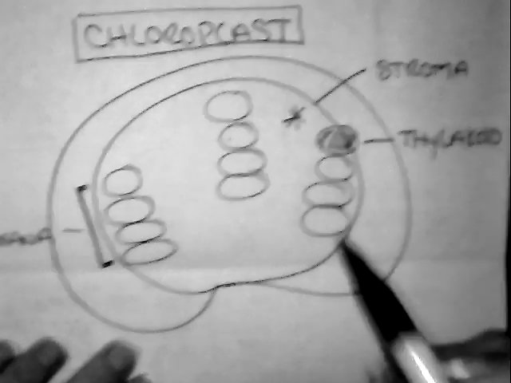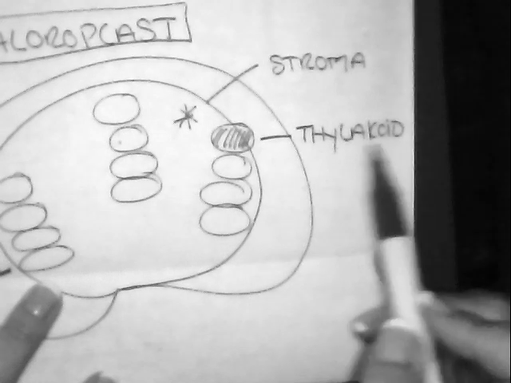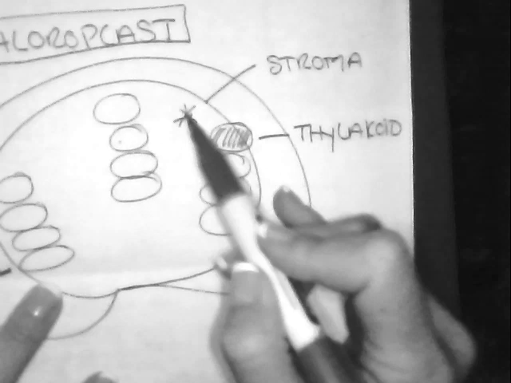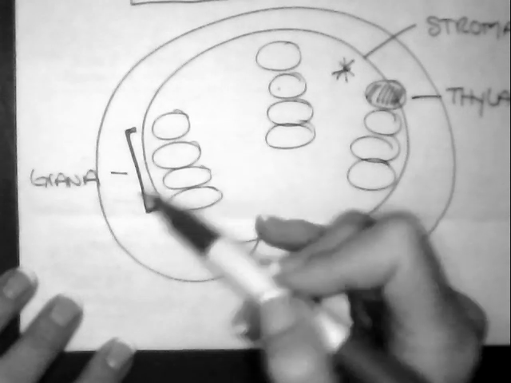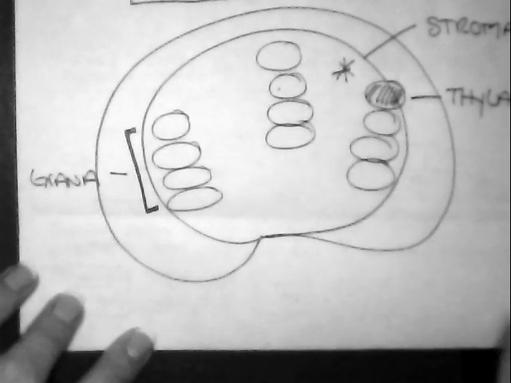So here he is. Remember, your single discs are known as your thylakoid. The empty spots are known as your stroma. And then, of course, your stacks of thylakoids over here on the side is known as your grana.